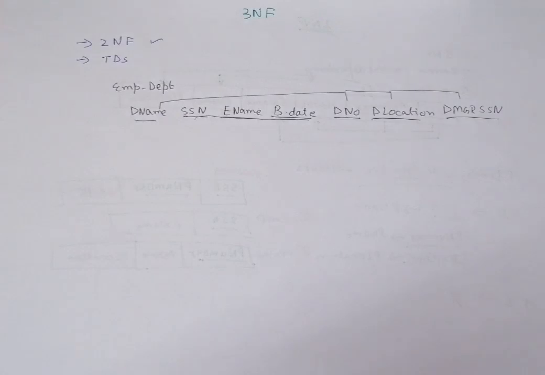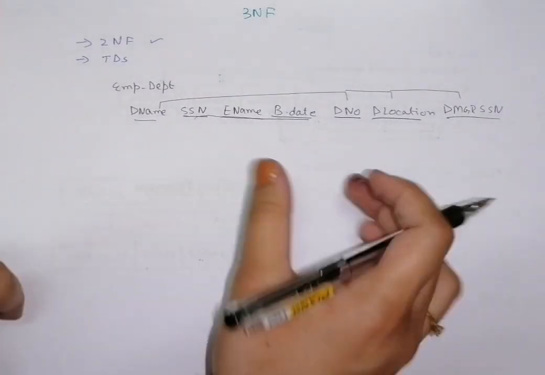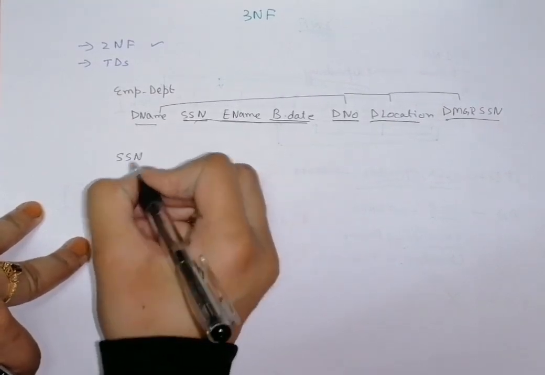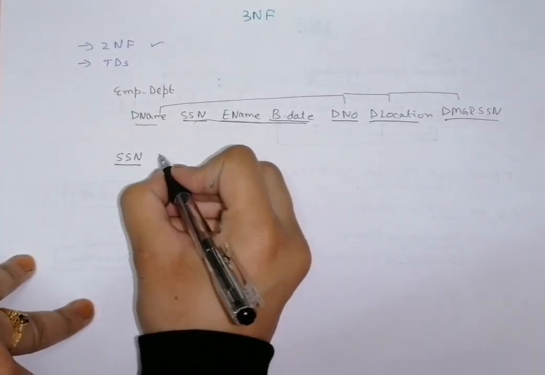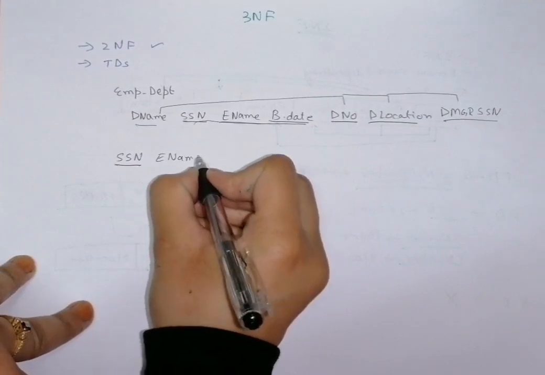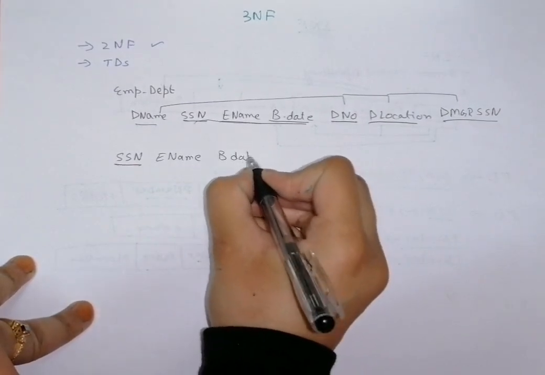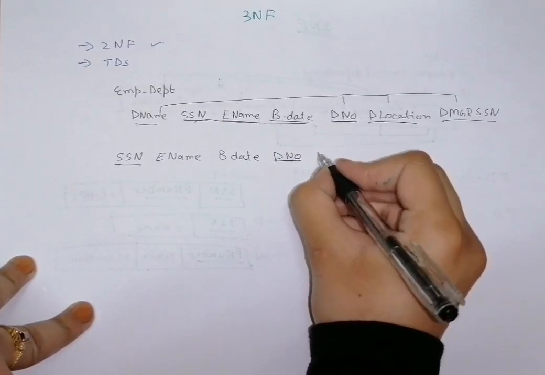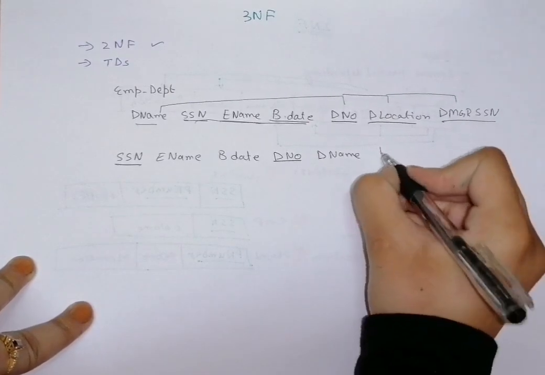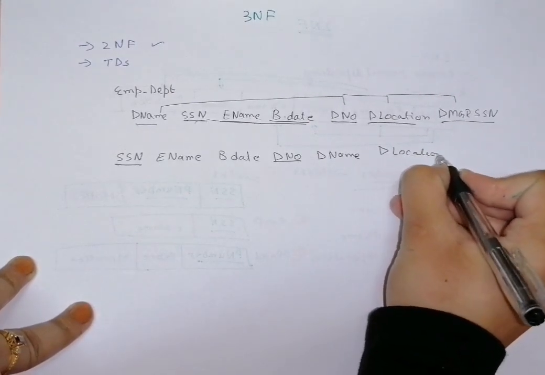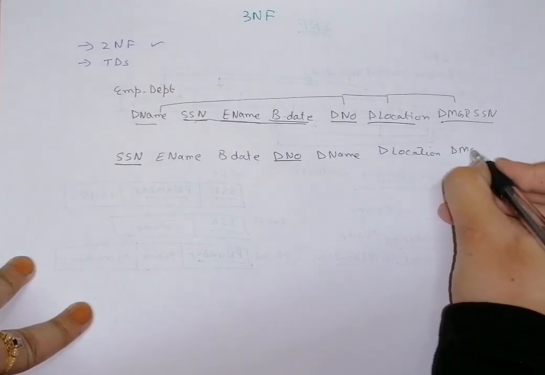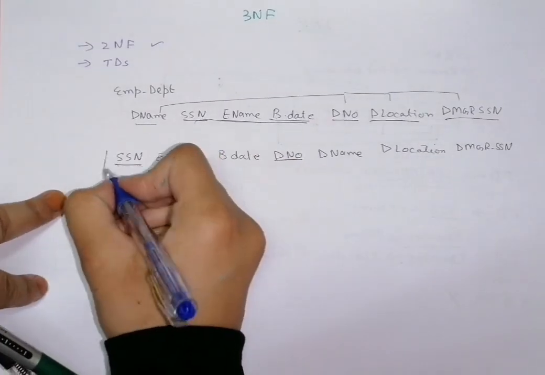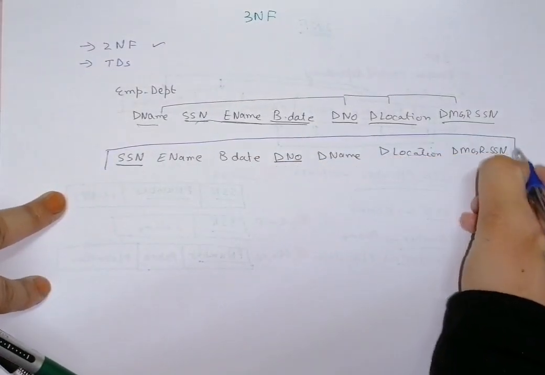So let me rewrite it for you in order to have better understanding. I'll restructure this schema and write it like this: SSN, which is the employee unique identifier, E name, which is the employee's name, B date, which is the employee's birth date, D number, the department's unique identifier, D name as the name of the department, D location as the location of the department, and D manager SSN, that is the SSN or unique identifier of the manager. Okay, so this is the schema that I will be working on.